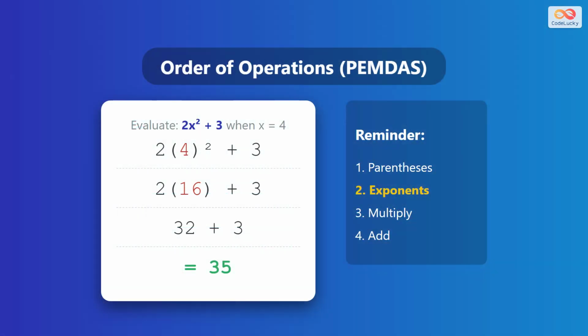Let's make it a bit harder with exponents. Evaluate 2x squared plus 3 when x equals 4. We substitute 4 into the parentheses. According to the order of operations, or PEMDAS, we do exponents before multiplication. 4 squared is 16, then 2 times 16 is 32. Finally, 32 plus 3 is 35.